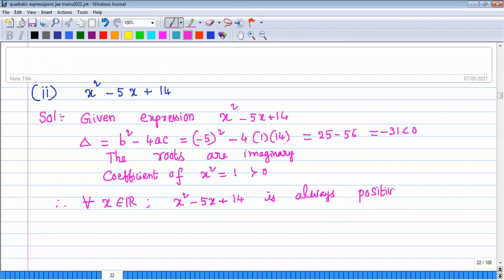Sir, if coefficient of x square is negative, then we need to apply theorem 2.3, sir? No. Under the same condition of imaginary roots, if the coefficient of x square is negative, then we say that for every x belongs to R, the expression is always negative. Same sign: whatever sign x square has, the same sign will be followed by x square minus 5x plus 14. It is positive, so I have written positive. If it is negative, we will write negative. That's all.